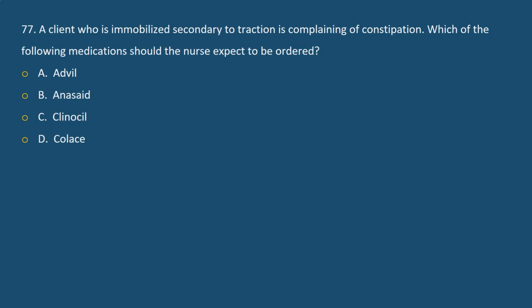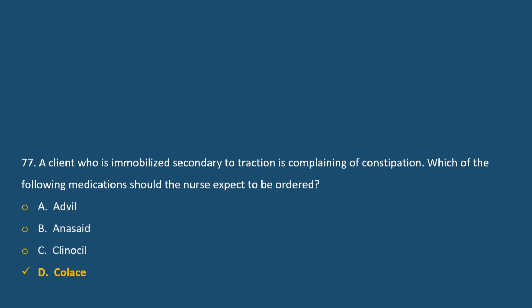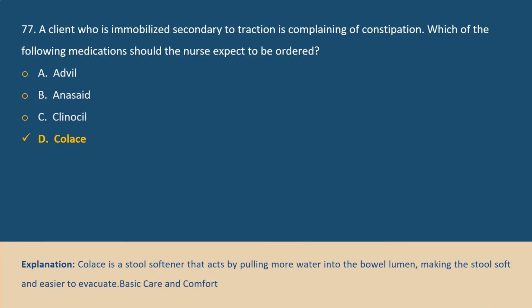Question 77. A client who is immobilized secondary to traction is complaining of constipation. Which of the following medications should the nurse expect to be ordered? A. Advil. B. Anisette. C. Senokot. D. Colace. Answer D. Explanation. Colace is a stool softener that acts by pulling more water into the bowel lumen, making the stool soft and easier to evacuate. Basic care and comfort.